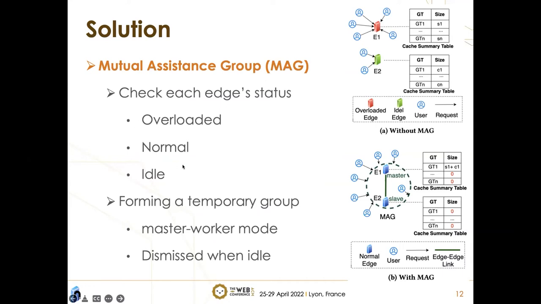For an overloaded edge, just like this, E1 is an overloaded edge, it will try to find several idle edges and combine them into a group. This group can share their workloads, and inside the group it works in a master-worker mode. When the group is idle, it will be dismissed automatically. To the outside, this group shows as a virtual edge. This can help the robustness of the system.